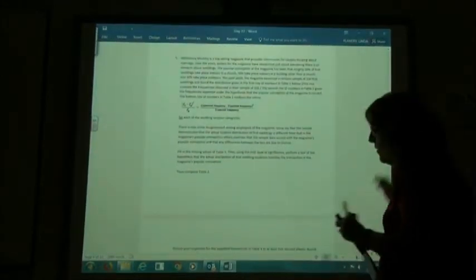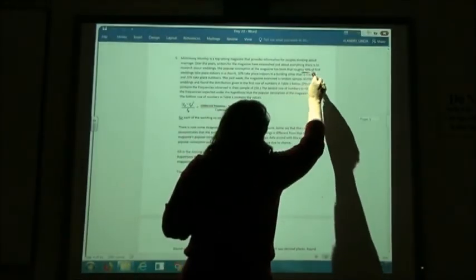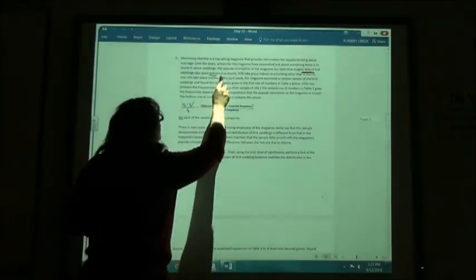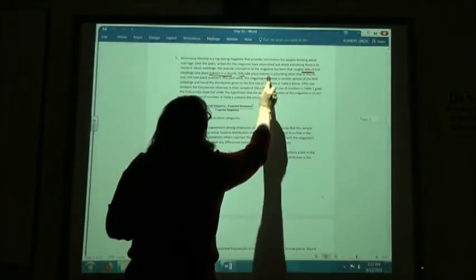So, number 5. Matrimony Monthly is a top-selling magazine that provides information for couples thinking about marriage. Over the years, writers for the magazine have researched just about everything there is to research about weddings. The popular conception at the magazine has been that roughly 50%, we're going to need these percents on our table, of first weddings take place indoors in a church. 30% take place in a building other than a church. And 20% are outdoors.